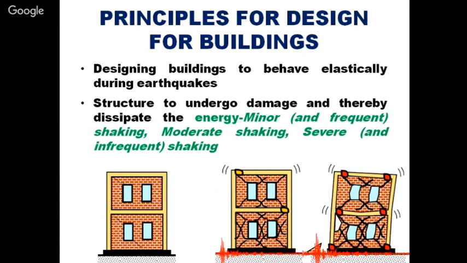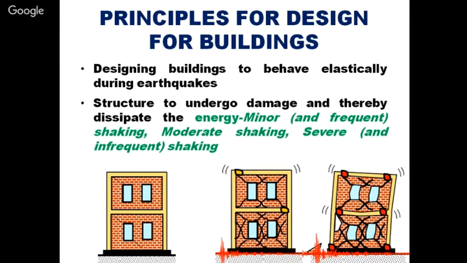Now, what are the design principles for earthquake resistant buildings? The first principle is to design the building to behave elastically during the earthquake. What does the elastic state mean? If your building deforms, it will come back to its original position if it remains in the elastic state. But you also need to design your building to remain in the elastic state. How? By allowing some local damages to the building.